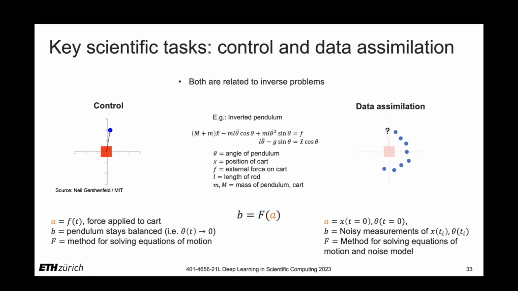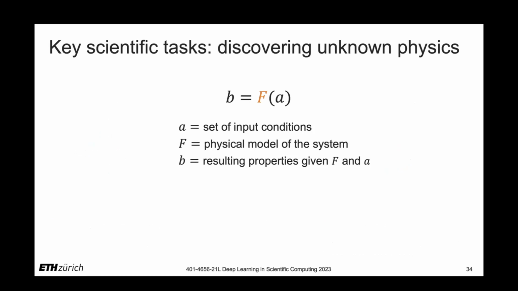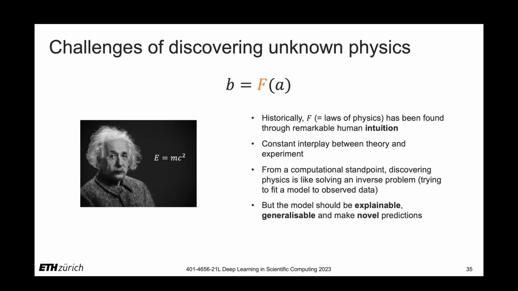Okay, and then the last one is figuring out what F is itself, and this is really cool. This is like discovering the laws of the universe, or the laws of physics, or whatever laws of your particular area of science. I had to show a picture of Einstein because we're at ETH. We have obviously a rich human history of discovering fundamental laws of the world. This has typically relied on remarkable human intuition. And as I was saying before, science is based on this interplay between theory and experiment and combining the two together.